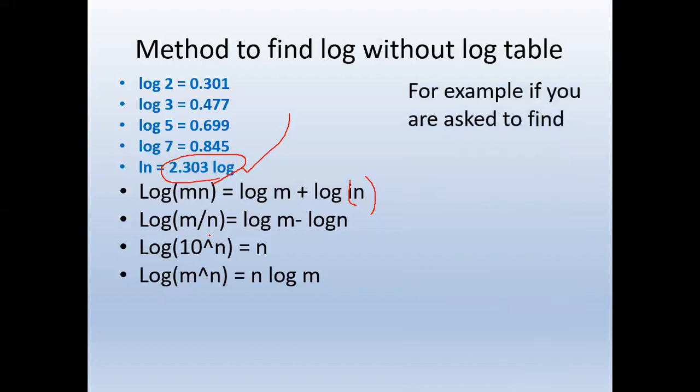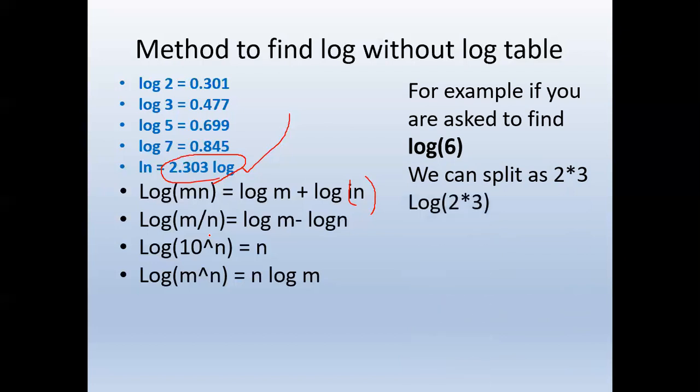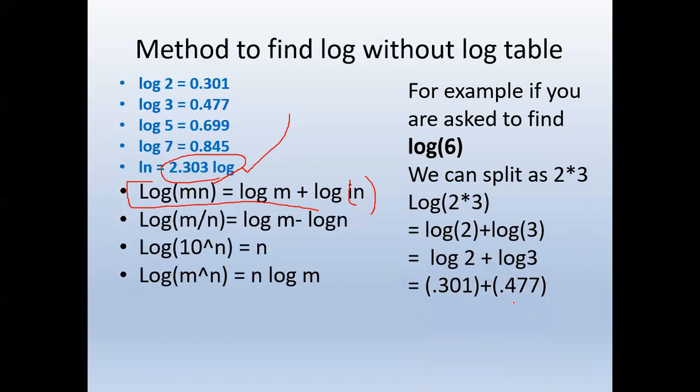Now let's take an example. For example, if you are asked to find log 6, how can we write log 6 in terms of these four logs, that is 2, 3, 5 and 7? So we can write 6 as 2 into 3, and log 6 is therefore equal to log of 2 into 3. So by this equation, log m into n, we can write it as log 2 plus log 3. We know the values of log 2 and log 3, which are 0.301 and 0.477, and our answer will be equal to 0.778.